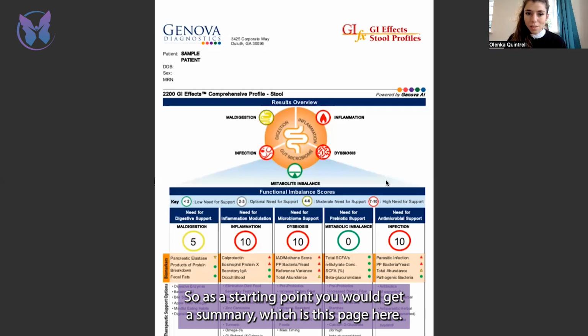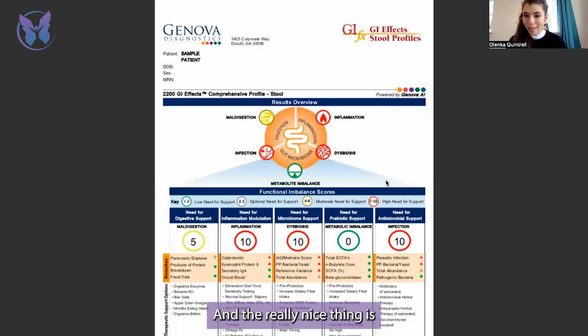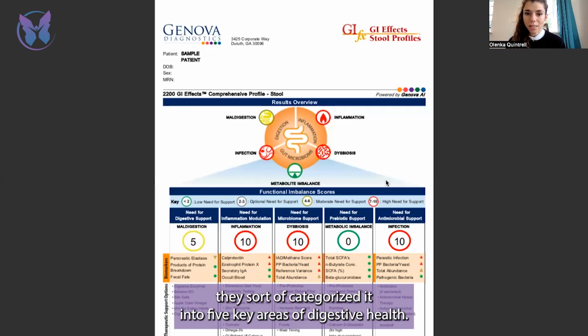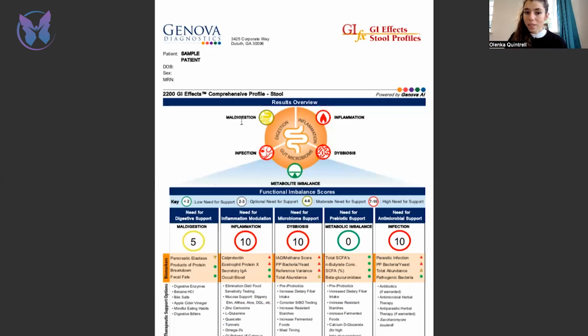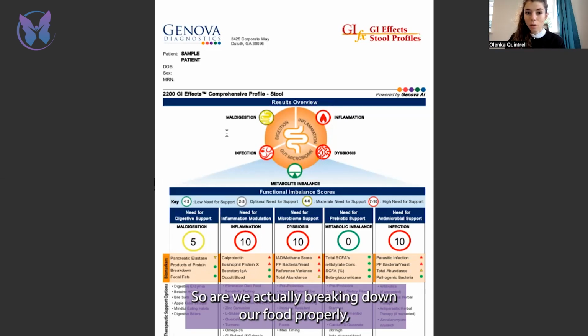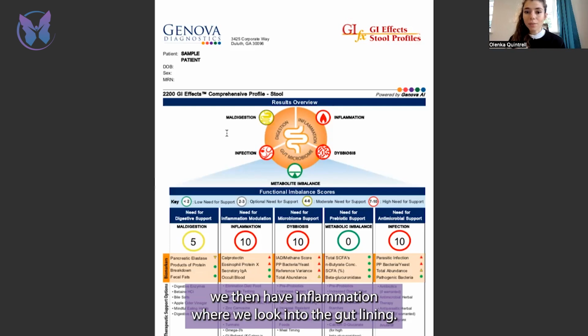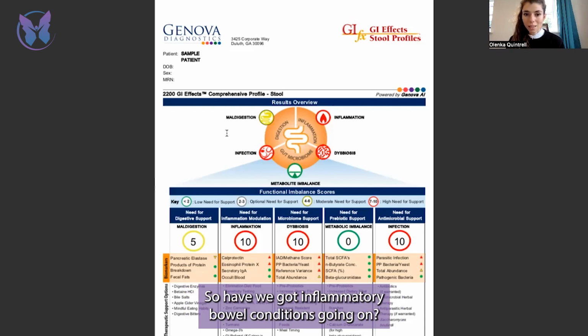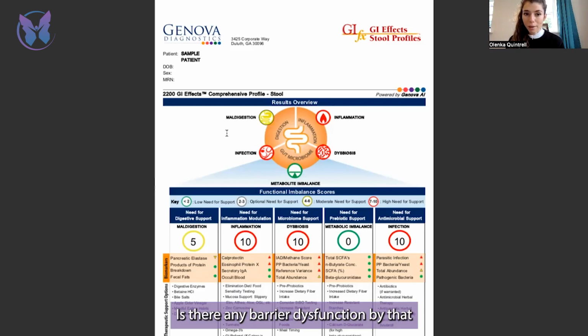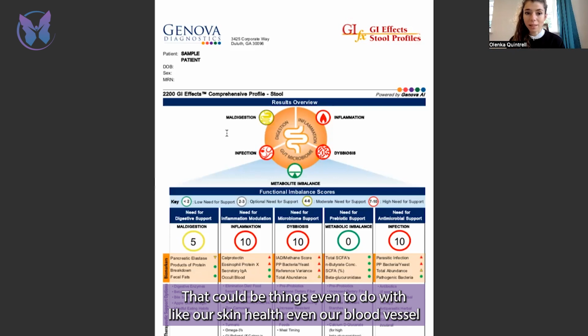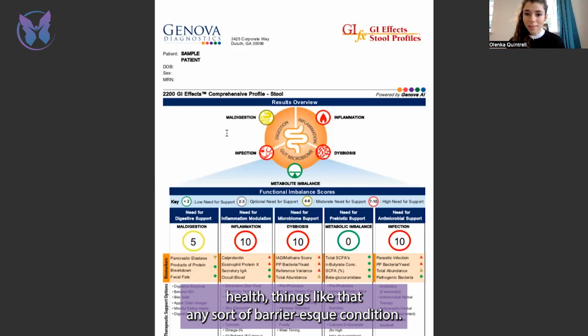As a starting point, you would get a summary, which is this page here. And the really nice thing is they've categorized it into these 5 key areas of digestive health. So we've got things like maldigestion. So are we actually breaking down our food properly? We then have inflammation when we look into the gut lining. So have we got inflammatory bowel conditions going on? Is there any gut barrier dysfunction? And by that could be things even to do with our skin health, even our blood vessel health, things like that. Any sort of barrier-esque condition.